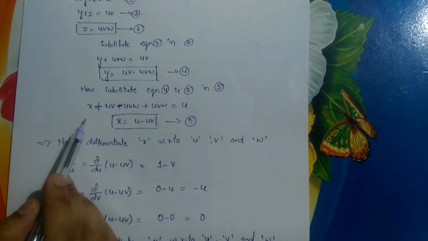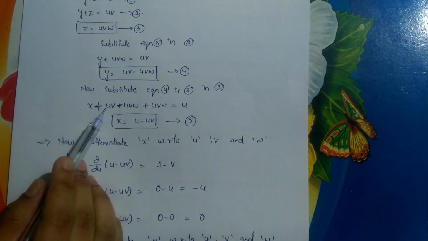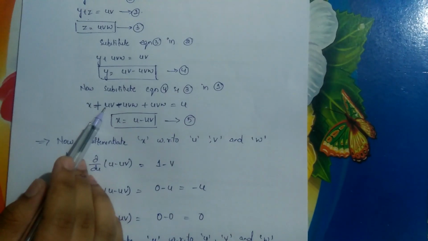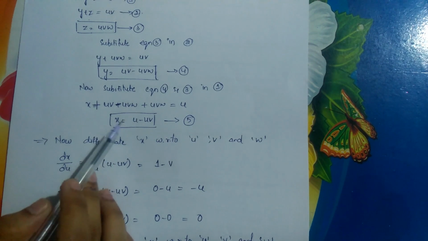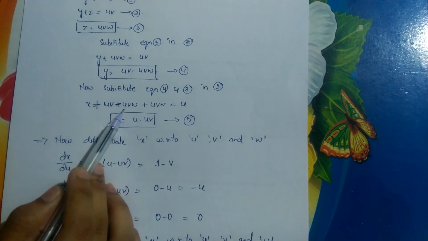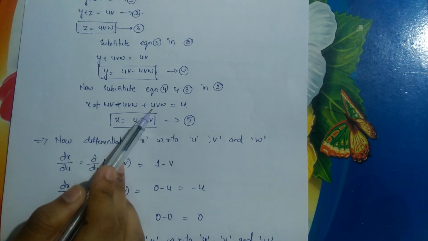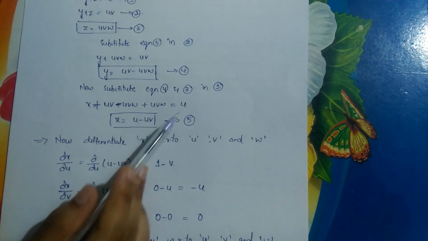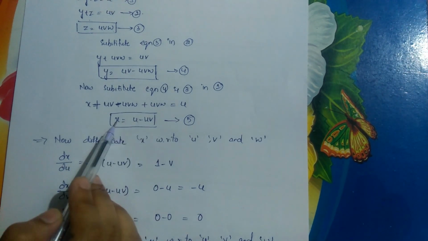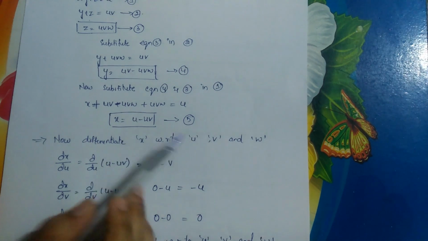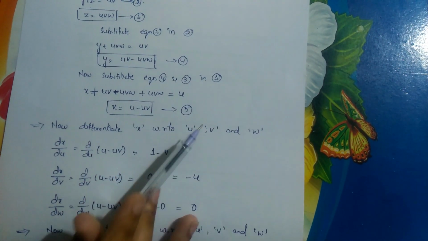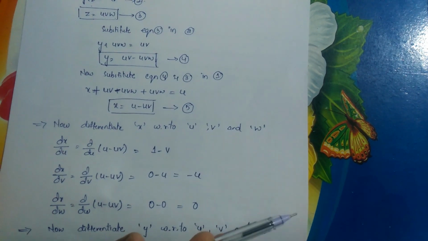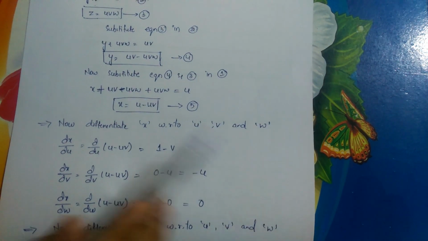So when you substitute here, x plus uv minus uvw plus uvw equals u. So here minus uvw and plus uvw will get cancelled, and send this uv to the right hand side, it becomes minus uv. So x equals u minus uv. Let this be equation number 5. Now we got the x, y and z equations in terms of u, v and w.